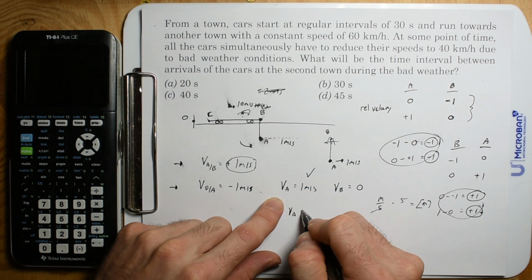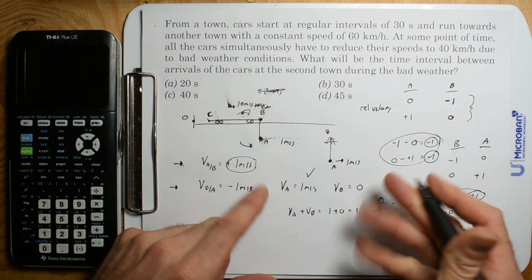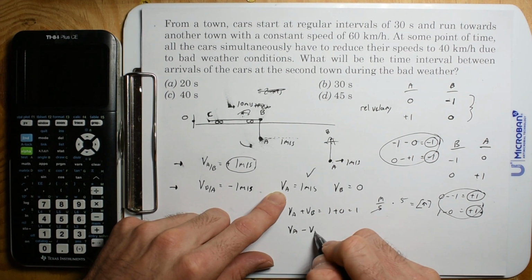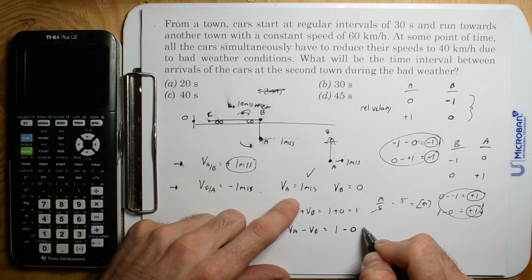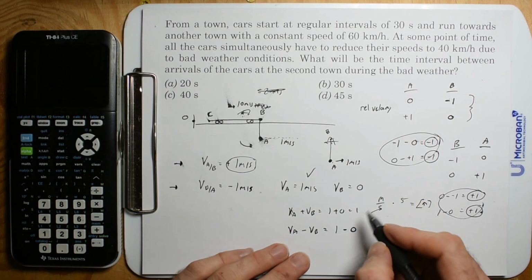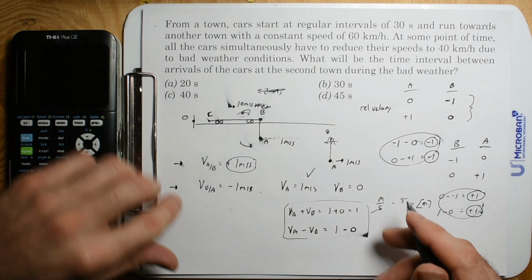I could say velocity of A plus velocity of B. That's going to be 1 plus 0 is 1. And I guess I could subtract them. I could do it in this order. I could say velocity of A minus velocity of B is 1 minus 0. And, you know what I mean? So maybe I'm still unsure about which one to use.